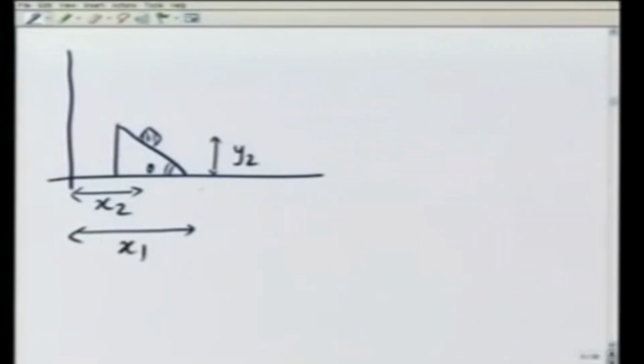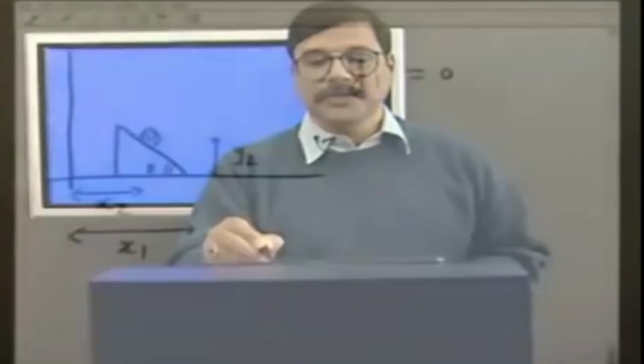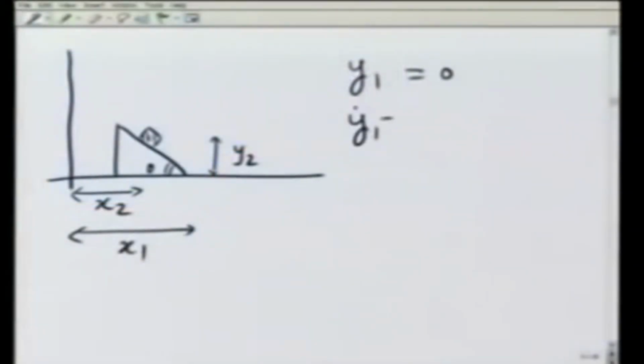The constraint equations are given by, let's draw this again and we will see. This is theta, this is the block, this is y2, this is x2, this is x1. Number 1, that the wedge moves only in horizontal plane, and therefore y1 is always 0, and therefore y1 dot is equal to 0, or y1 double dot is equal to 0. That's my equation number 5.